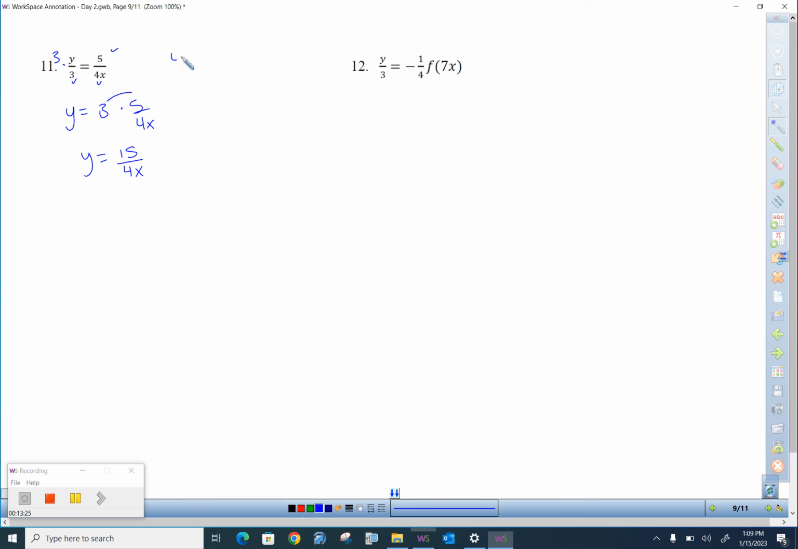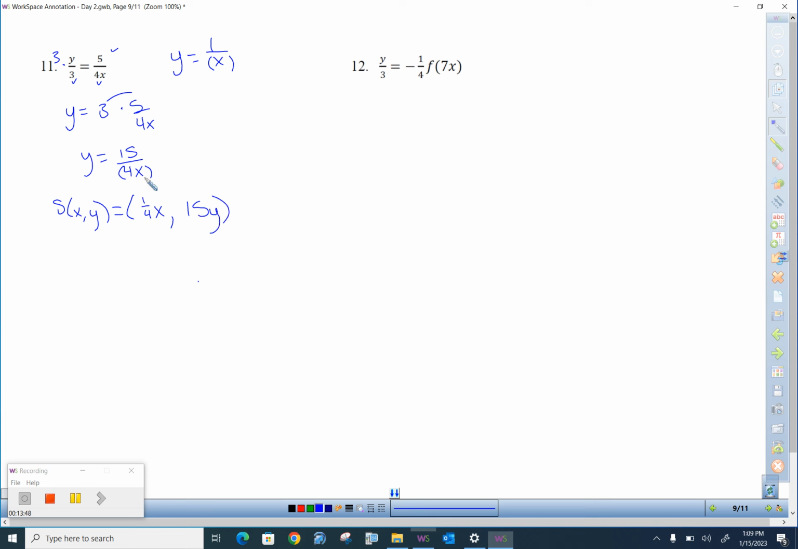And now, reminding you that this is the parent function 1 over x, the number with x in the bottom goes with the horizontal scale change. So when we see 4x, we'll write it as 1/4 x, and then that 15 has to be the part with y.